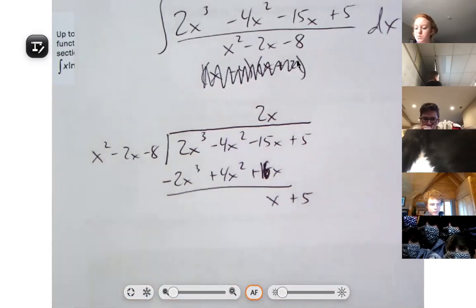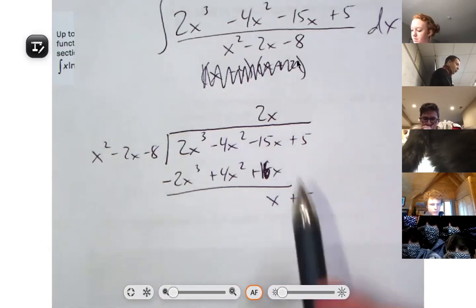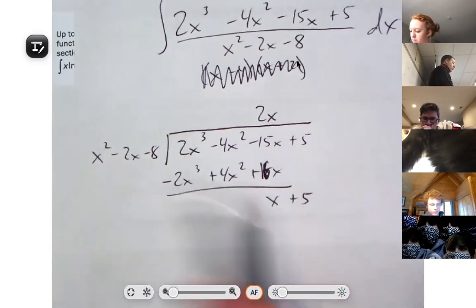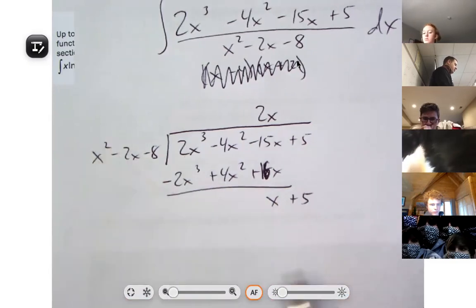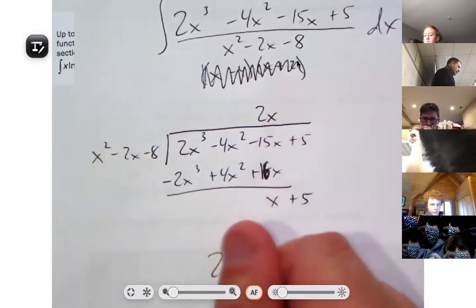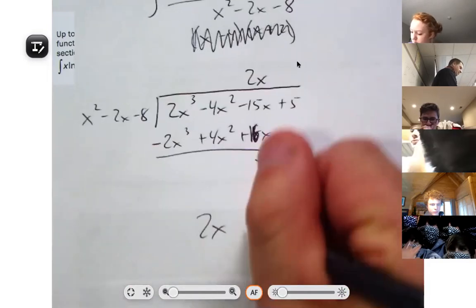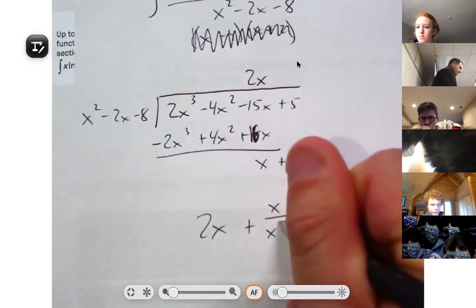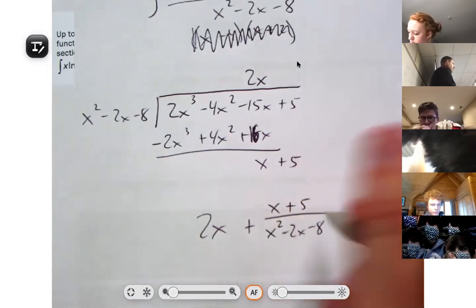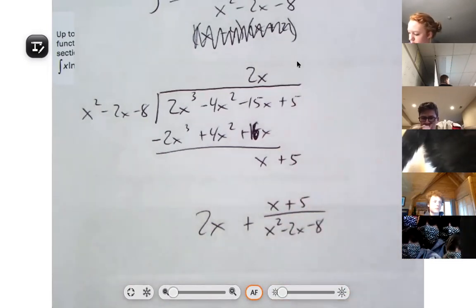That's your remainder. If this had said x squared right here, we could divide one more time. But since it's x to the first, we can't divide x to the first by x squared. So the way we write this, we would say 2x, and then we do plus, and we put our remainder over our divisor, which is where that came from. And then go through and do your decomposition.